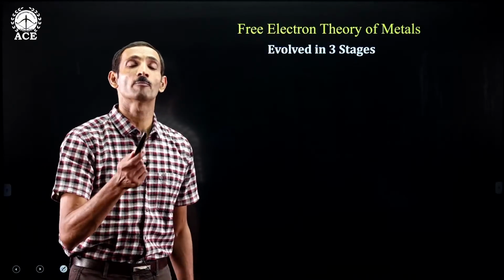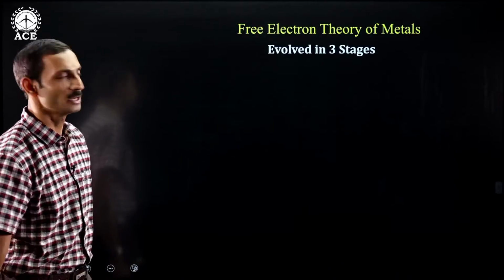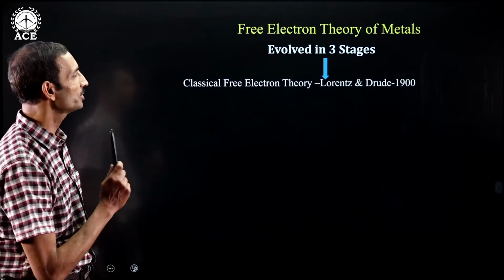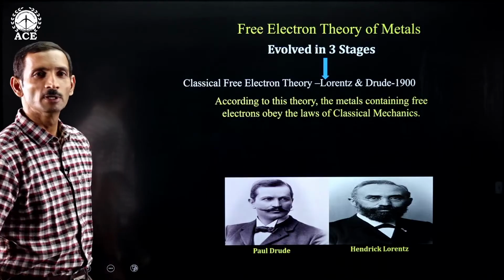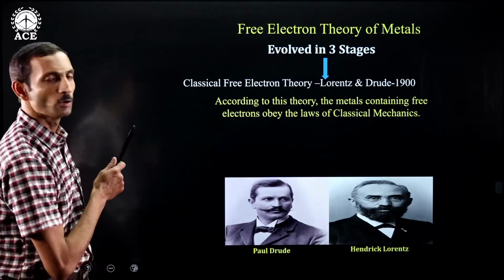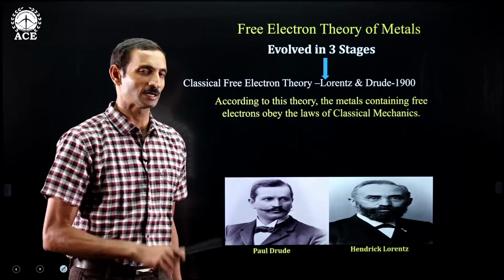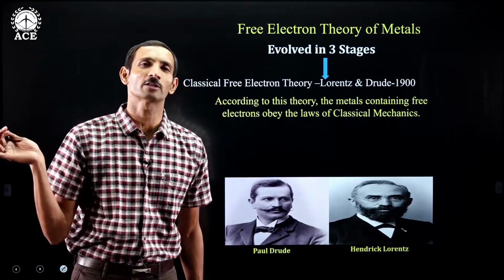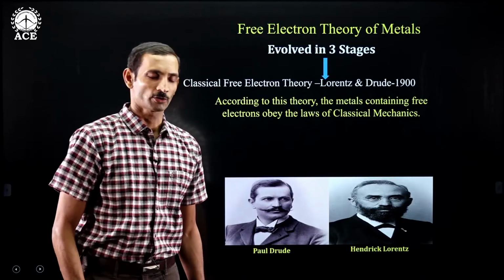So the free electron theory of metals applies to conductors, right? Now, this evolved in 3 stages. The first stage is the classical free electron theory given by Lorentz and Drude in the year 1900. According to them, the free electrons traveling in a metal obey the laws of classical mechanics, like the kinetic theory of gases. Electrons behave just like the molecules of a gas in a container, free to wander in all directions and with whatever velocity possible.